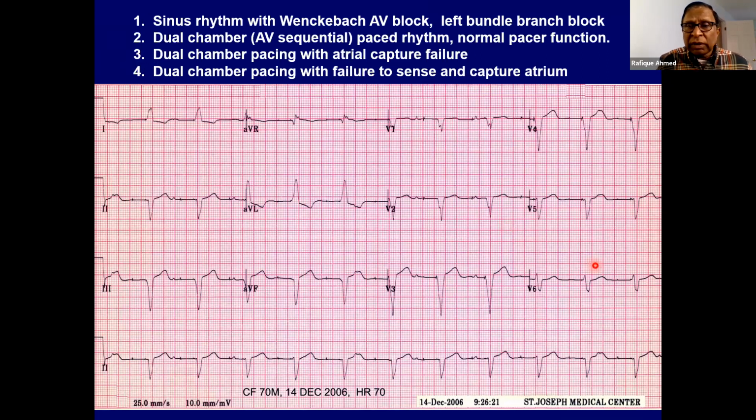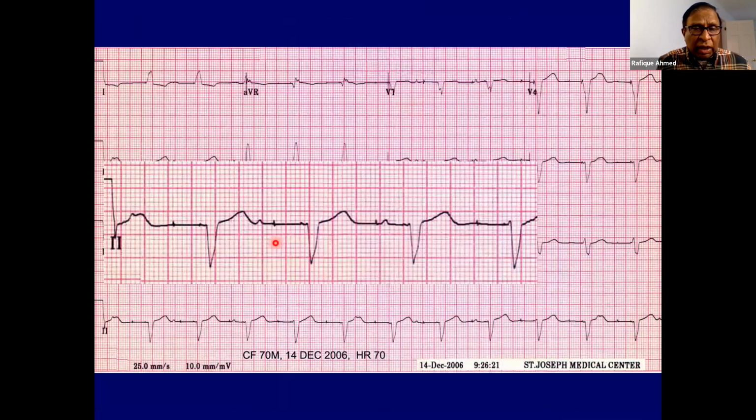So what I did is let's expand this. There is an atrial pacing spike and there is no P wave. So clearly there is failure to capture the atrium. Sometimes you can see a P wave just before it, and in this one there is a P wave and it paces the atrium. That means it did not see this P wave. So there is failure to capture and failure to sense.